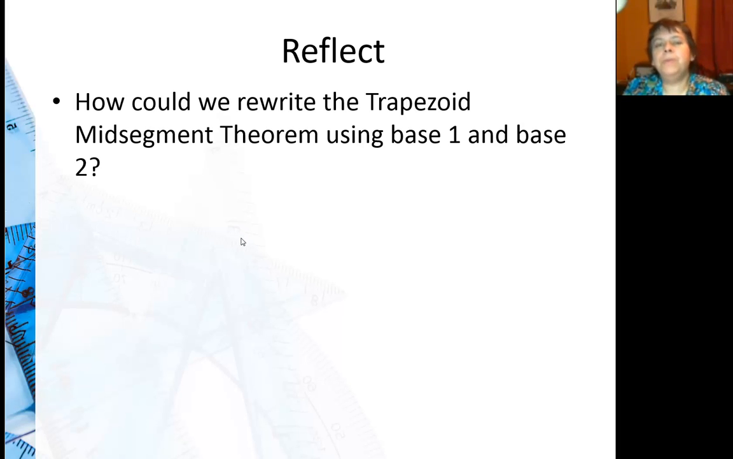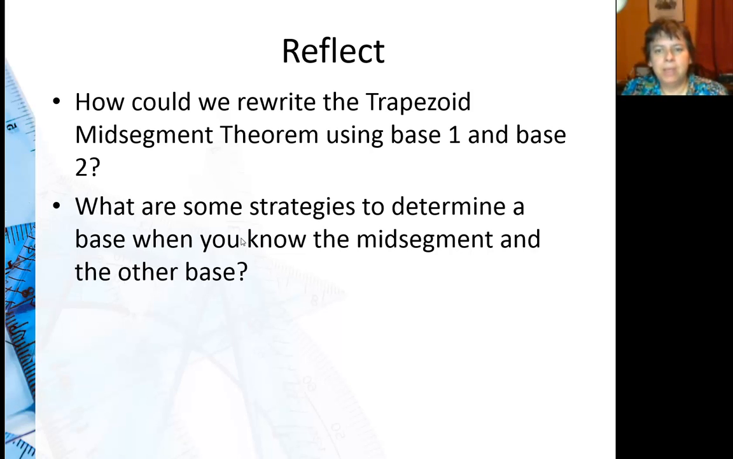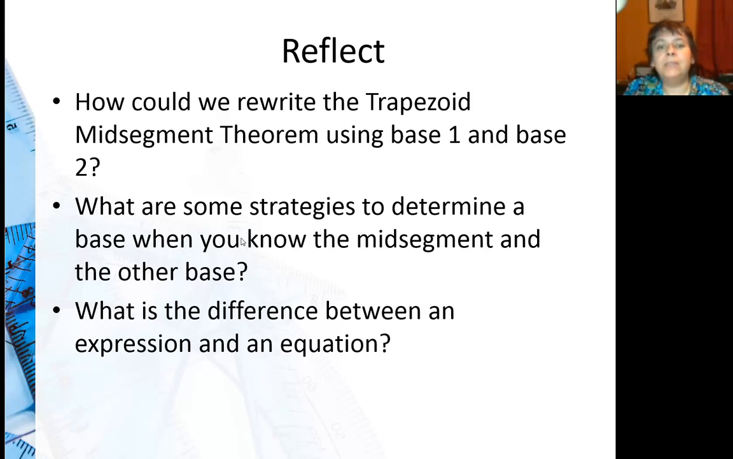So for further reflection, how could we have rewritten the trapezoid midsegment theorem using base 1 and base 2? Remember, you had base 1 and base 2 in your area formula for a trapezoid, and you might see an interesting relationship there. What are some strategies to determine a base when you know the midsegment and the other base? And what is the difference between an expression and an equation? Hopefully you remember the equation has the equal sign and two sides, and an expression is just something written out that may or may not be equal to something else. It's just by itself.